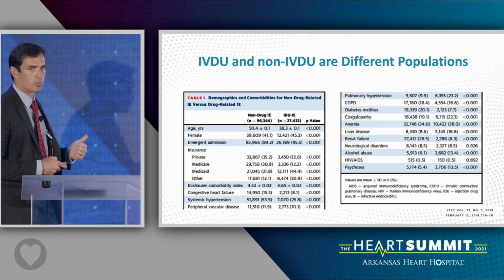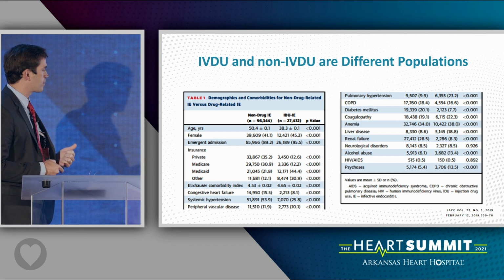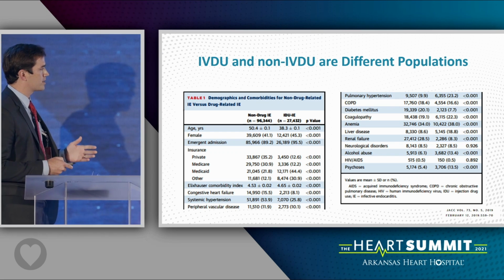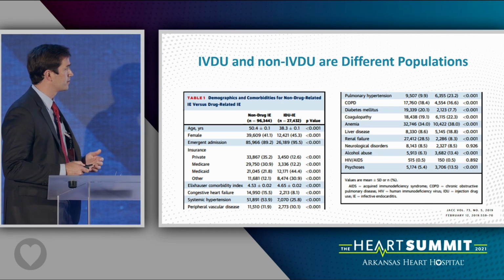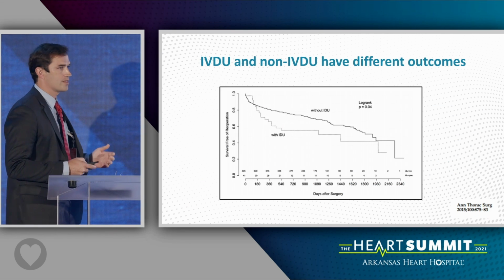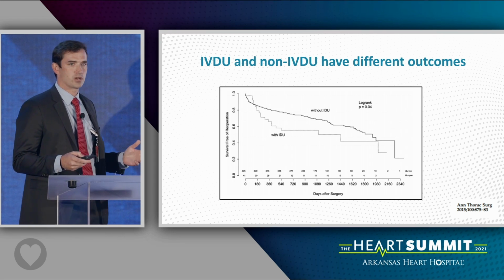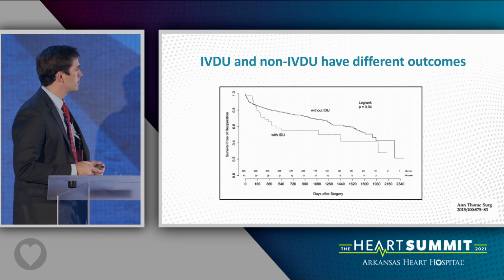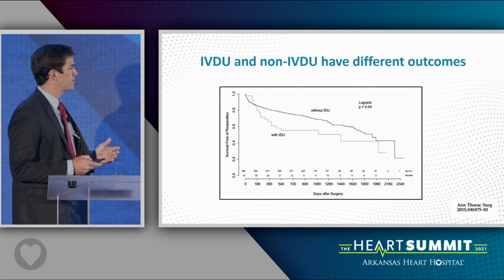So things that we think are important to our patient outcomes, like congestive heart failure, hypertension, peripheral vascular disease, pulmonary hypertension, COPD, diabetes, liver disease, renal failure, all these things are lower incidence in the drug use population with endocarditis. But in spite of that, this younger, healthier population actually does worse over time than non-drug users with endocarditis. And so early on, at 30 days, the mortality is fairly low.